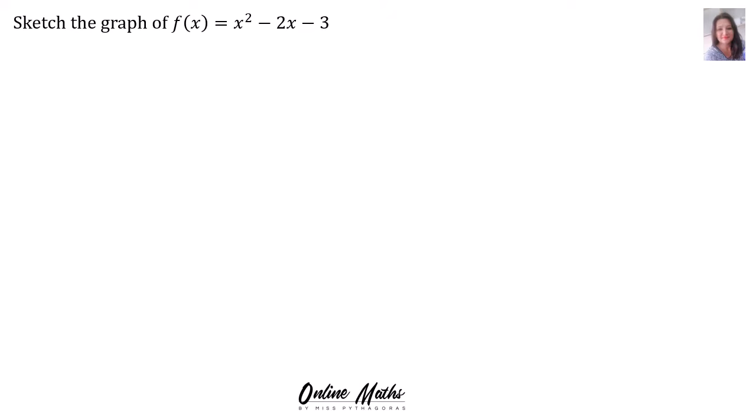Now let's look at an example. The question is, sketch the graph of f of x is equal to x squared minus 2x minus 3. Let's use the 5-point plan. The first thing we will work out is the shape, and we look at a's value. In this case a we find in front of x squared there, and it's an invisible positive 1. So a's value is positive, therefore it's a smiley parabola.